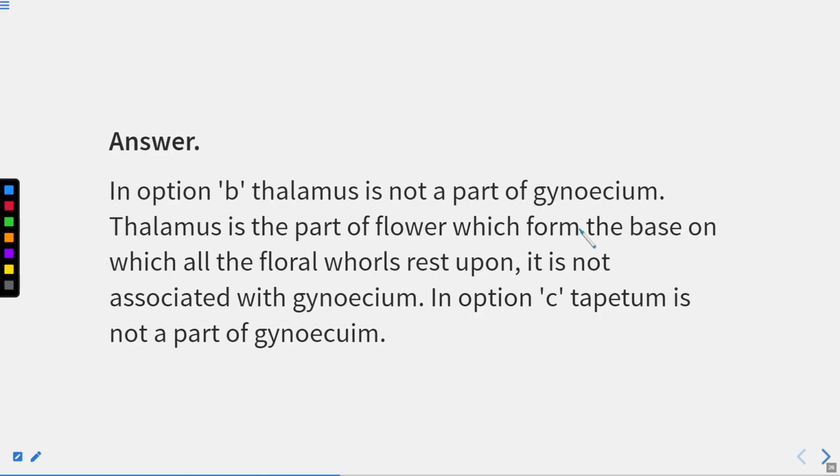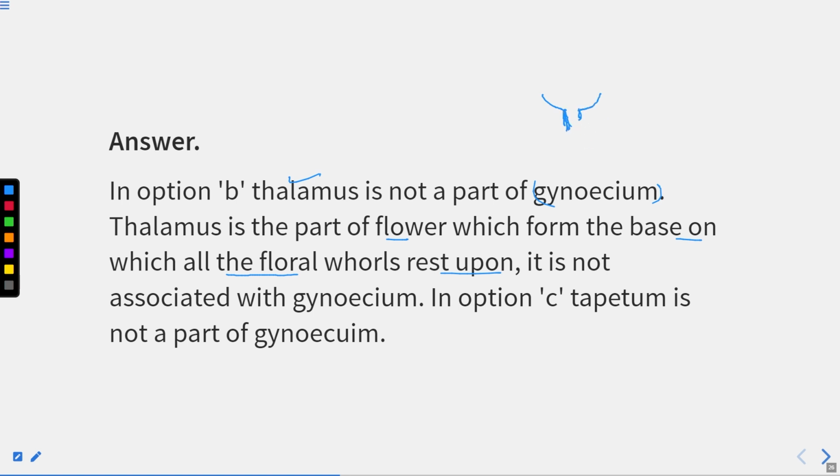So option B, in which thalamus was mentioned, is not a part of the gynoecium. It is a part of the flower. Thalamus is the part of the flower which forms the base on which all the floral parts rest. This is how thalamus looks. It is a bit swollen and it is present at the base.